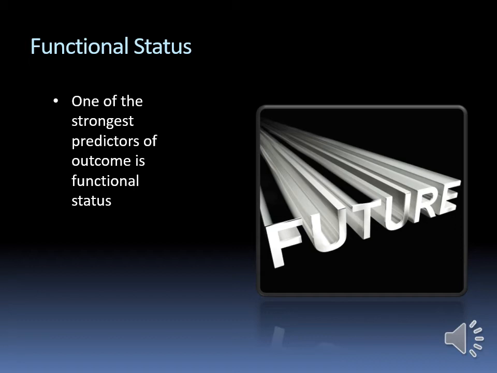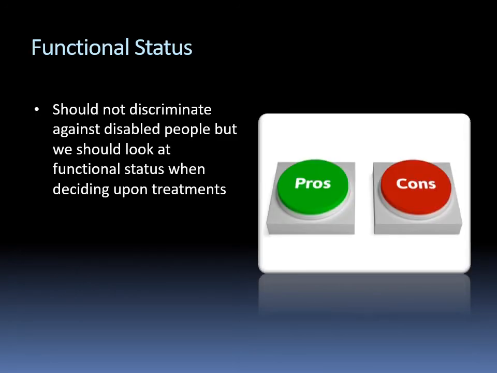So if you're an insurance company predicting healthcare expenditures, predicting somebody's life expectancy, you really would want to know their functional status and their age and gender. And you could probably stop there. You may not even want to know how severe their disease is. So it's a very strong prognosticator. Related to that, it should be an aid in selecting treatments. Now, we shouldn't discriminate against disabled people, but we should use their functional status to guide appropriate treatments.